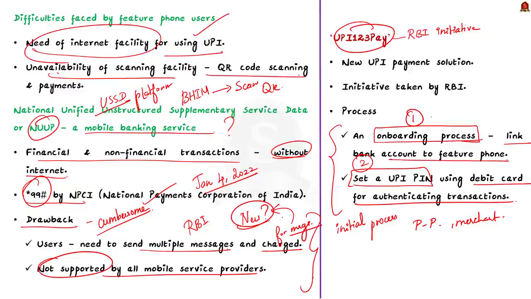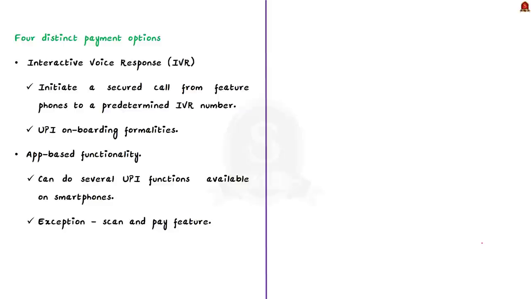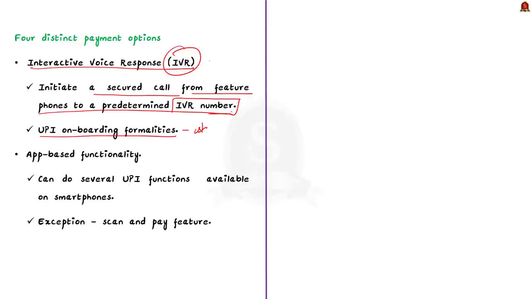But before that, remember, the main advantage here is that the payment does not require an internet connection. Now, coming back to the four options to make payments without the internet connectivity, the first one is interactive voice response, that is the IVR. In this, users would be required to initiate a secured call from their feature phones to a predetermined IVR number. Then they can complete the UPI onboarding formalities to be able to start making financial transactions like money transfer, mobile recharge, EMI payment, balance check, etc.